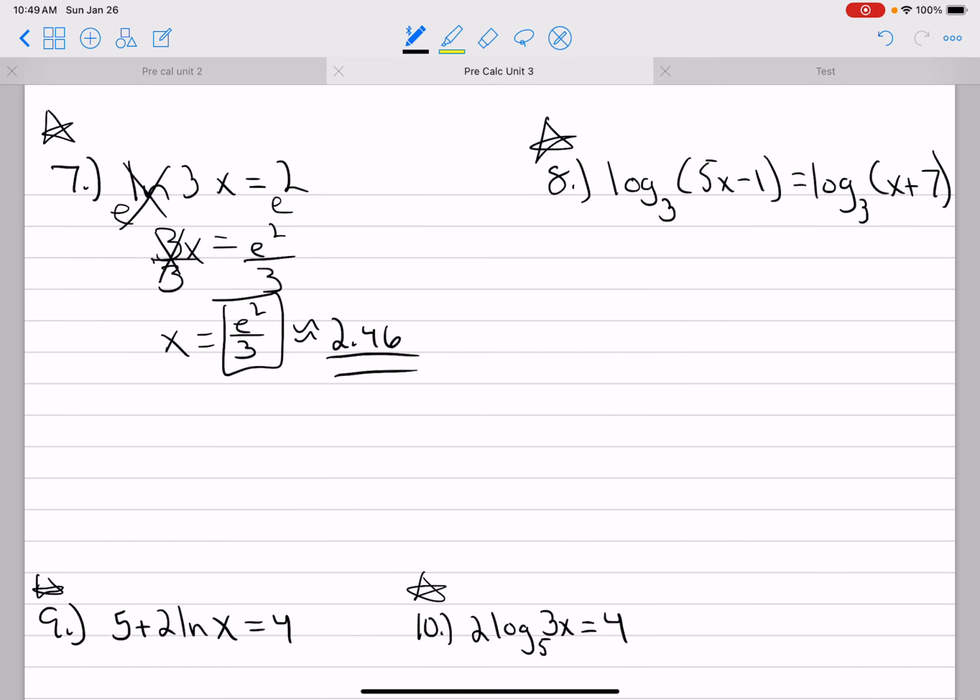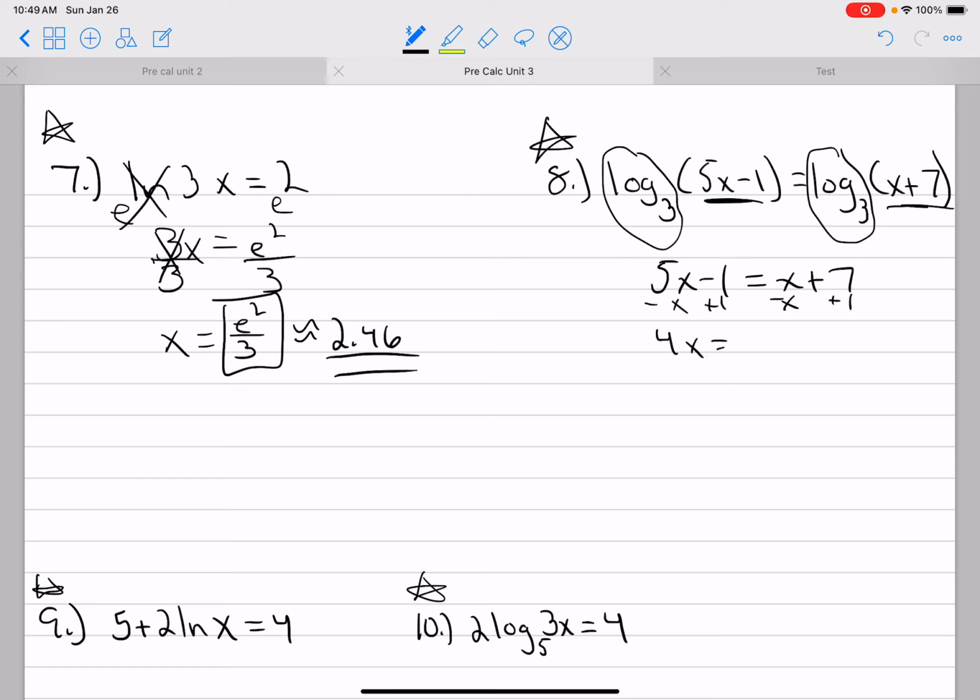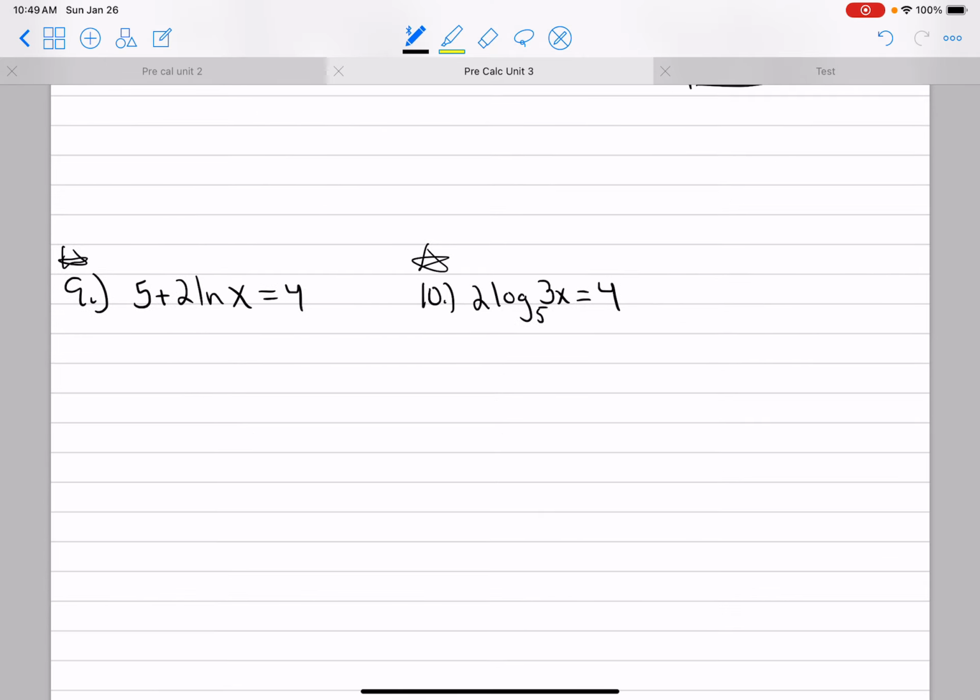Let's see, what did you do? See if it matches. Oh, look at this one. I got a log base 3 equal to a log base 3. If those two things are equal, that means the insides must be the same. So 5x minus 1 must be the same as x plus 7. Minus x, 4x equals 8. x equals 2. Easy work if you recognize these two logs have the same base and they're equal, so these two things have to be equal. Let's move to number 9.